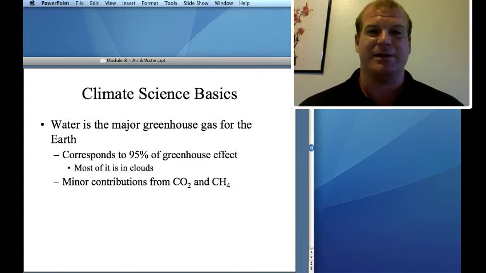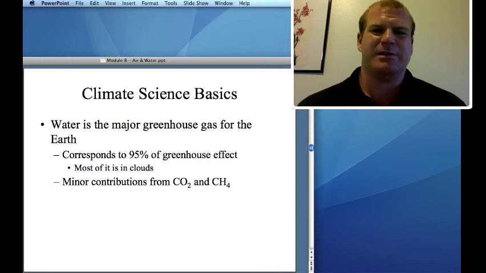And where does most of the greenhouse effect happen? It happens in clouds. It seems that cloud cover high in the atmosphere warms the Earth, and cloud cover lower in the atmosphere tends to cool the Earth. But we're still discovering things about this. We don't entirely understand it. But we do know it's mostly from water.